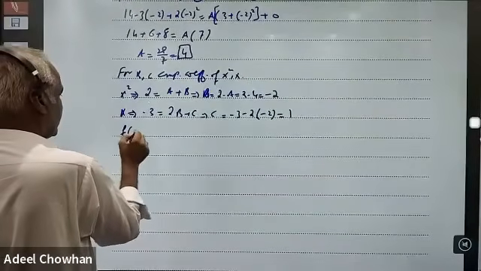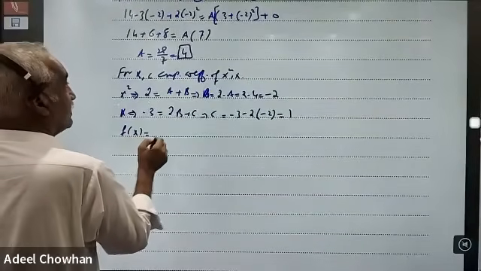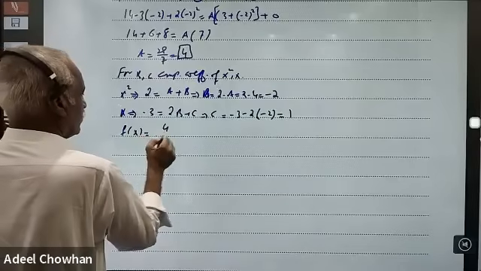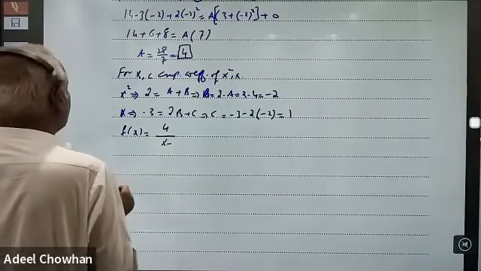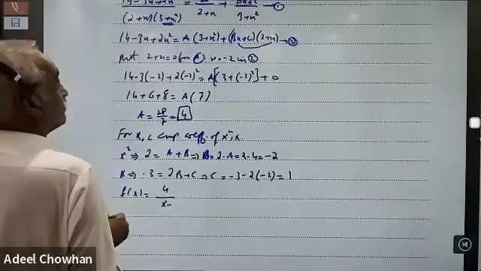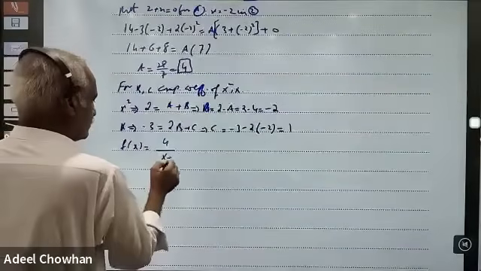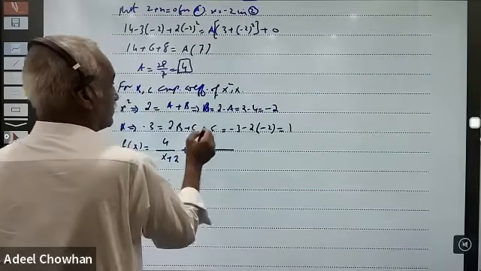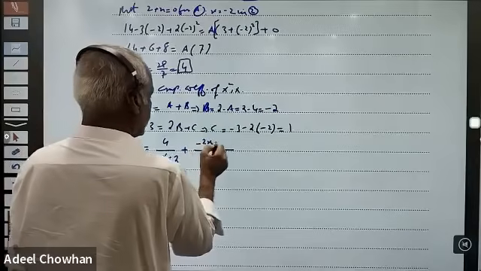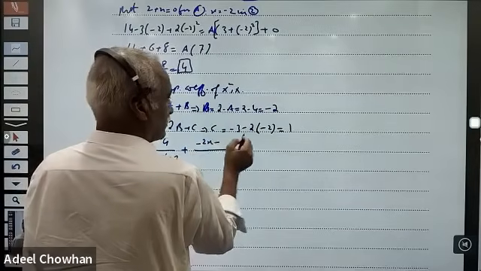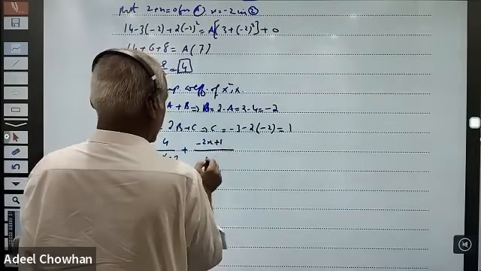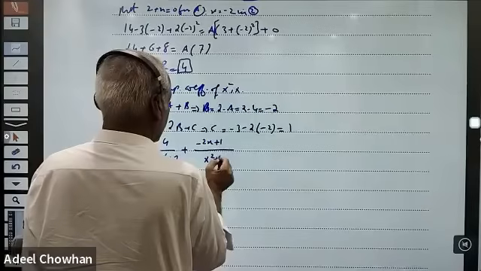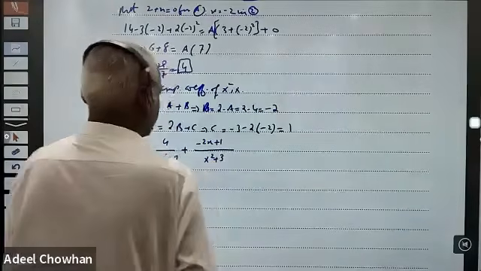So this expression of f of x is equal to a value is 4 over x plus 2, plus b value is equal to minus 2x, plus c value is 1 over x square plus 3.